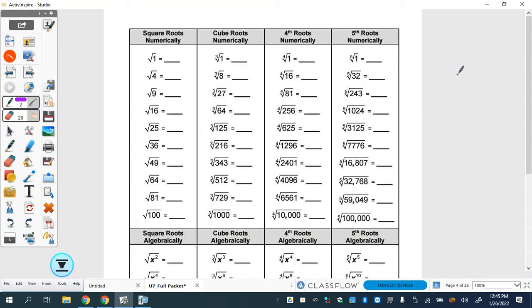So let's take a look at this next sheet. This little cheat sheet that I gave you to help you out. No, you will not be allowed to use the cheat sheet on your test. It is just to help you study between now and the test.